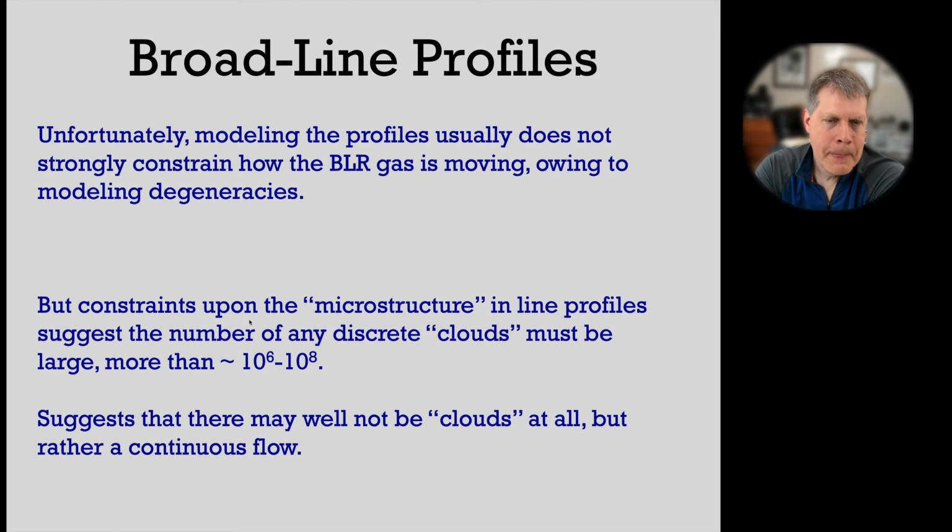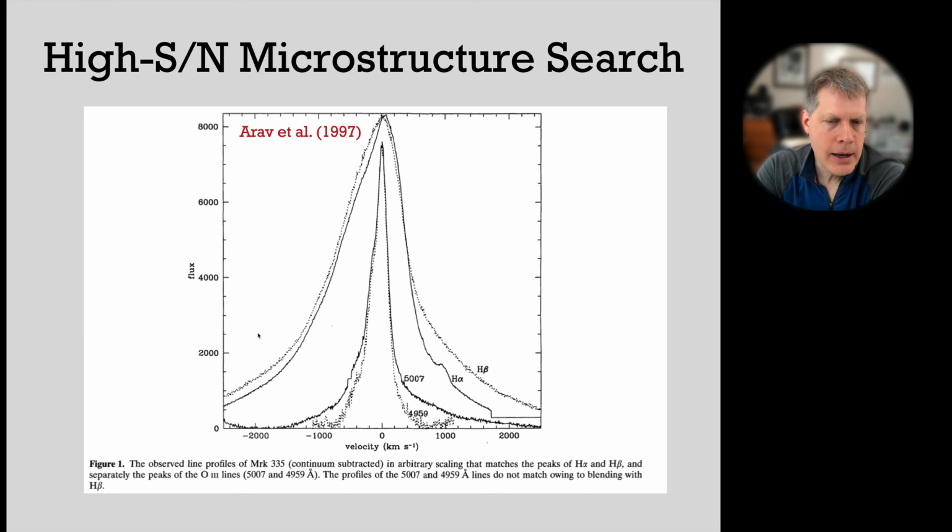constraints upon microstructure in the line profiles have been very revealing. So here, what people have done is they have obtained high spectral resolution, very high signal-to-noise spectra of nearby active galaxies. And here, for example, is the H-alpha and H-beta line for a nearby active galaxy measured at high spectral resolution with very high signal-to-noise. And you find that the profiles, when measured at high resolution, are quite smooth.